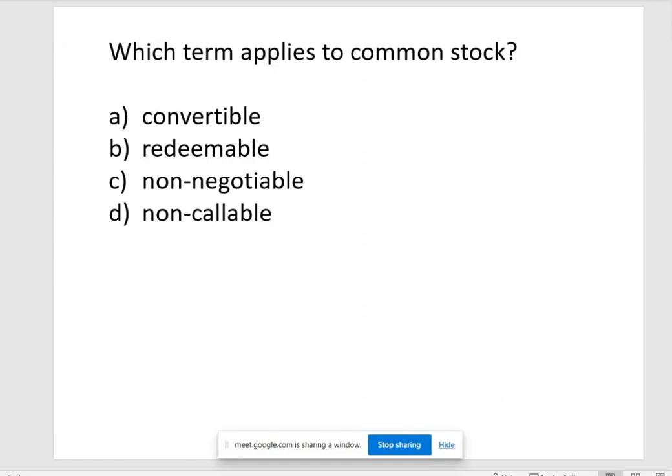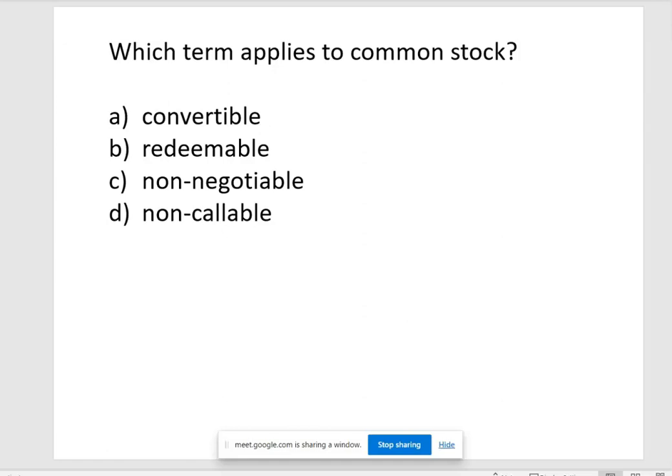You have to sell it to somebody else, which makes it negotiable. The term non-negotiable means that it can't be sold, and that if it can't be resold, it must be redeemed. If it can't be redeemed, then it's got to be negotiated. You've got to trade it. If it can't be negotiated, it's got to be redeemed. So those two basically cancel each other out.